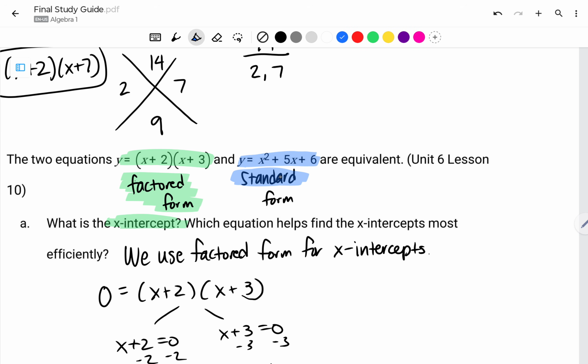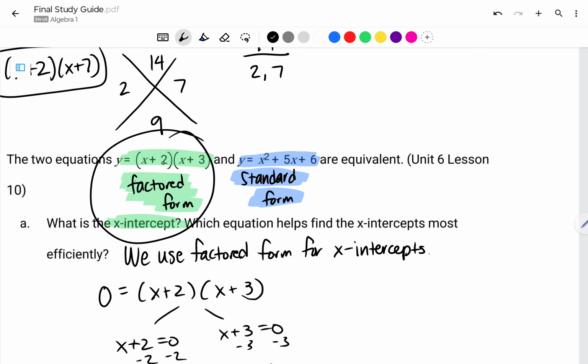Because all you have to do: y-intercept means you set the x equal to 0. X-intercept means you set the y equal to 0. It's way easier to find the x-intercept on this, because if you set y equal to 0, you just have x plus 2, x plus 3. Here, if you set y equal to 0, then how are you going to solve for this whole thing? That's pretty difficult. Okay?